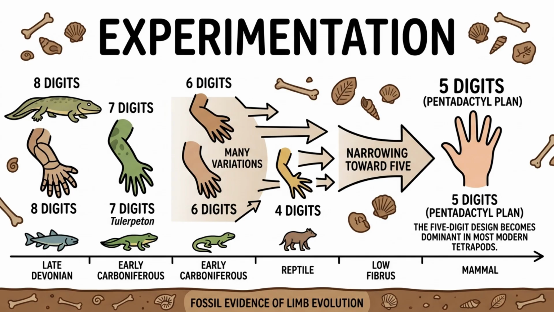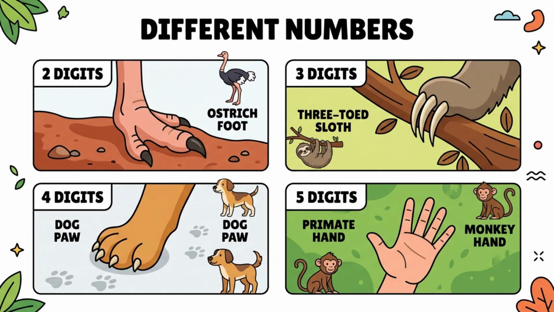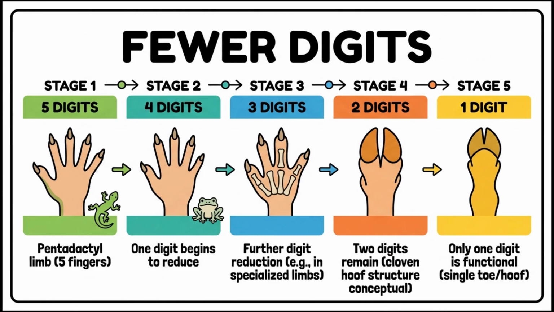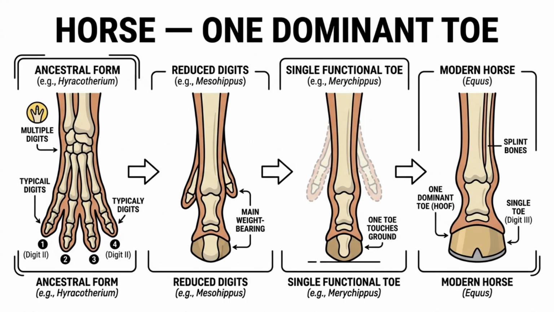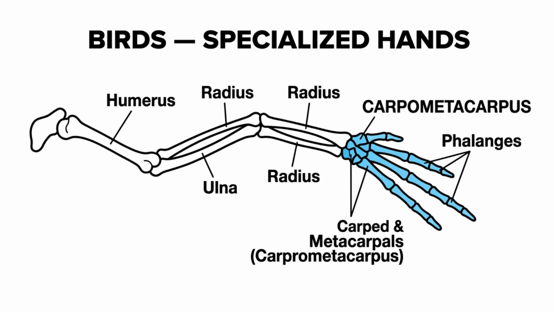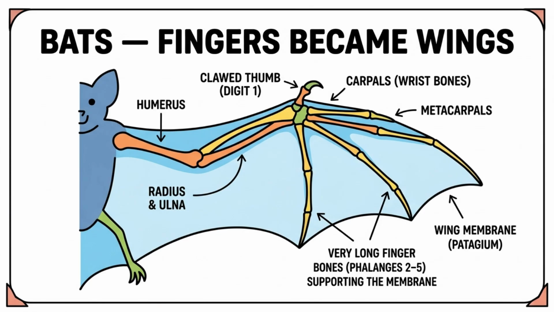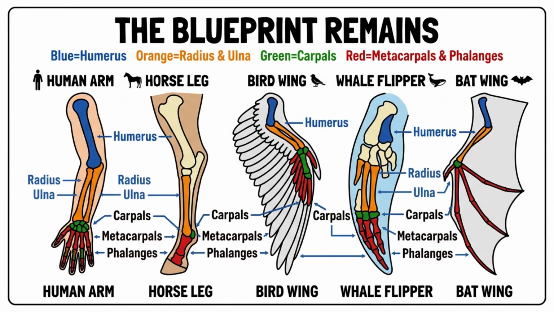The fossil record suggests that the transition to 5 digits happened through a complicated period of experimentation. Different animals evolved different numbers. Some lineages kept more than 5. Others reduced the number. Horses eventually evolved a single dominant toe. Birds transformed their hands into highly specialized structures. Whales stretched their digits into flippers. And bats turned their fingers into the framework of wings. Yet underneath all those transformations, the ancient limb blueprint remained recognizable.